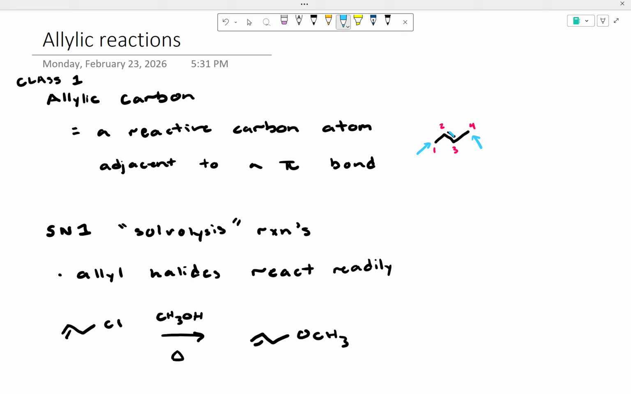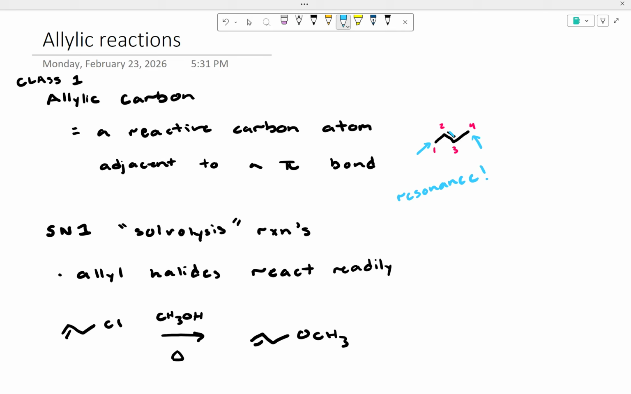And the reason why allylic carbons are so reactive is because they can form stable reaction intermediates, like carbocations, radicals, or carbanions. And the reason that they can form such stable intermediates is because of resonance.